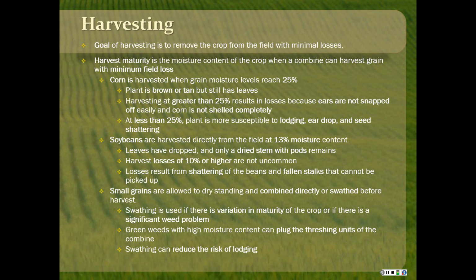Small grains are usually allowed to dry standing and, if possible, combined directly or else swathed before harvest. Use swathing if there's a variation in maturity of the crop or if there's a significant weed problem. If you've got green weeds going into the combine at the same time as the crop, they have lots of moisture in them. They can plug the threshing units or cause problems in the stored crop later on. Swathing can also counteract the risk of lodging, because you're cutting it down before it has a chance to fall over.